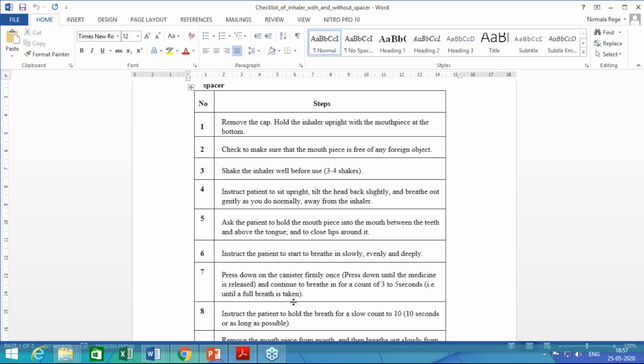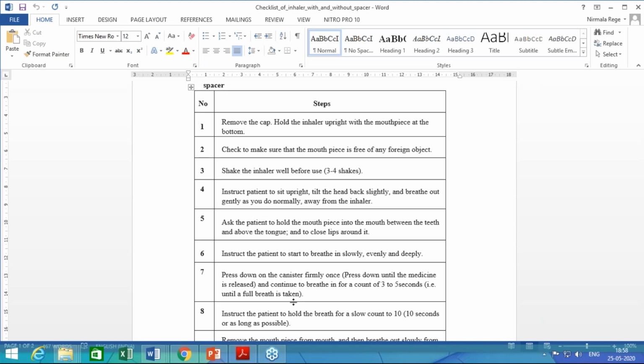Few of them didn't even remove the cap. They didn't know where the cap is. So it starts right from there. And we asked them how they will count, because the person who is taking the metered dose inhaler can't keep on watching the clock, or keep on counting. They are so engrossed in that activity. So how will they count when you say count 10 seconds or 5 seconds? All those things were there in the video.